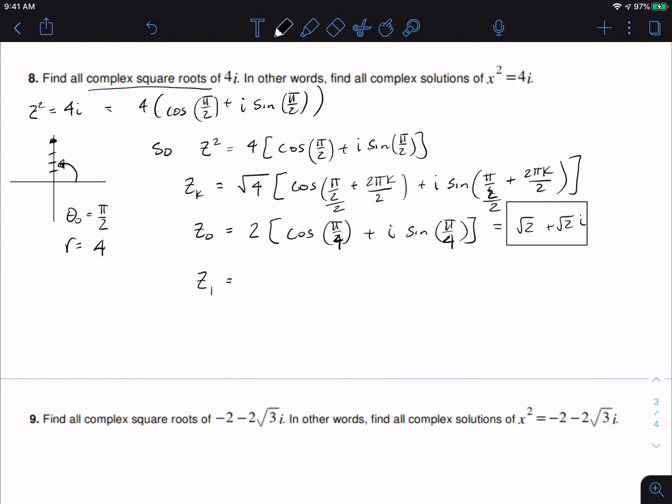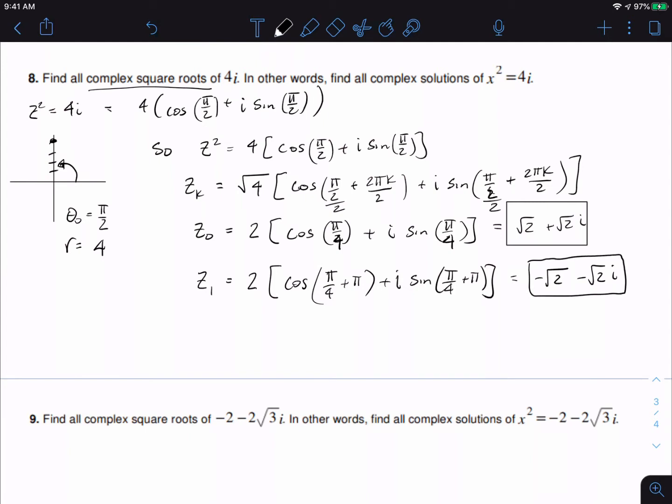Okay. Z sub 1 is going to be 2 cosine of pi over 4 plus pi plus I sine of pi over 4 plus pi, which will give me a negative radical 2 minus radical 2i. Oops.